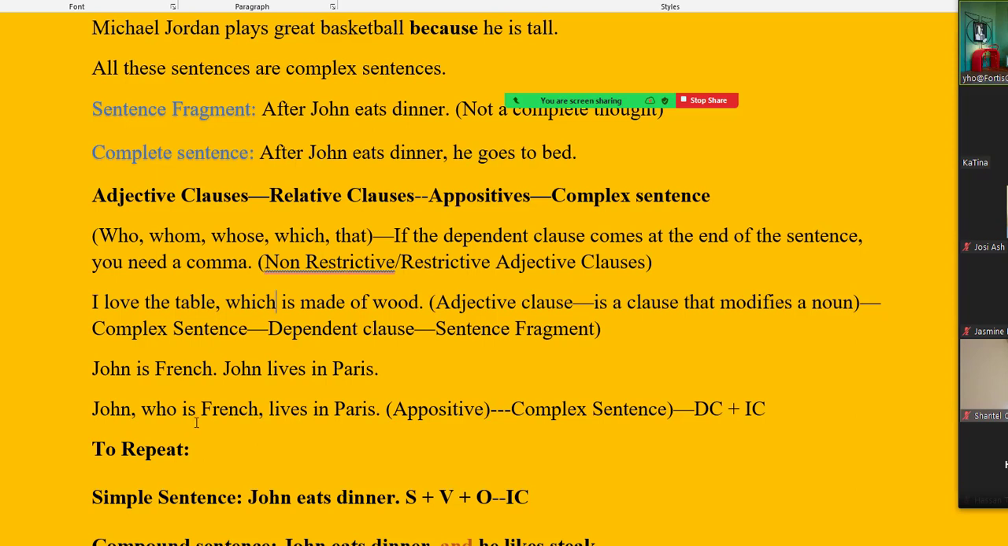John, who is French, lives in Paris. So the comma comes before who and after French. And then this is also known as an appositive. So that's it so far.